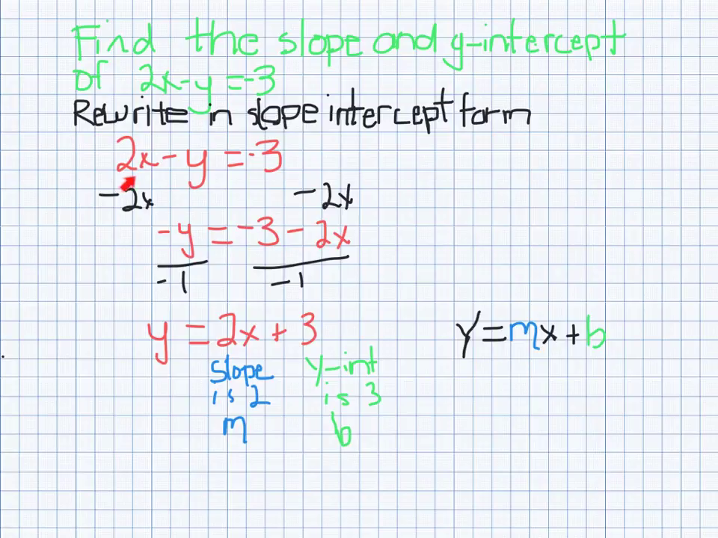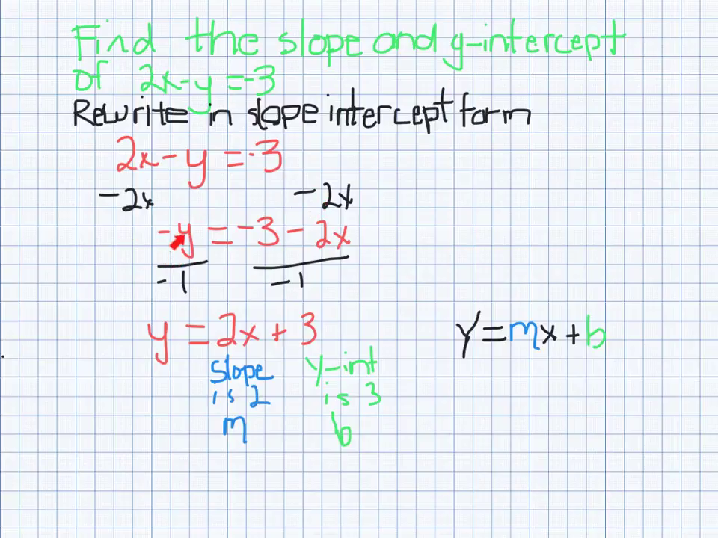In this case, we're asked to put into slope-intercept form 2x minus y equals negative 3. And so we have to just solve the problem like we normally would. No big deal. We subtract 2x, negative 2x, from both sides.